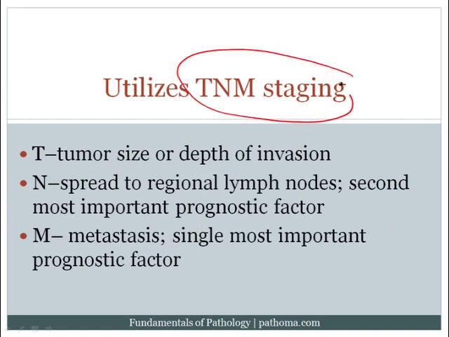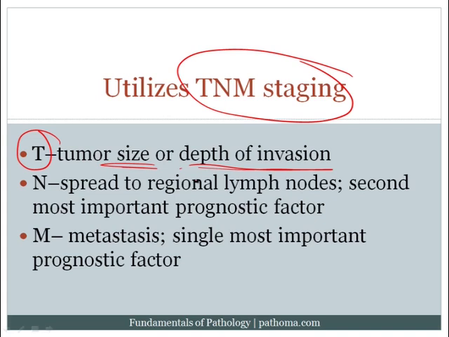Now, what system do we use for staging? It's called the TNM system. It looks at three key factors. It looks at the tumor and asks the question, how big is the tumor or how deep has the tumor invaded? Generally speaking, tumor size is important in solid organs. And generally speaking, tumor depth is important in organs that are tubular. So, for example, in the bowel, depth of invasion is important, whereas in the breast, size is important because it's a more solid organ. So that's the T part of the TNM staging.